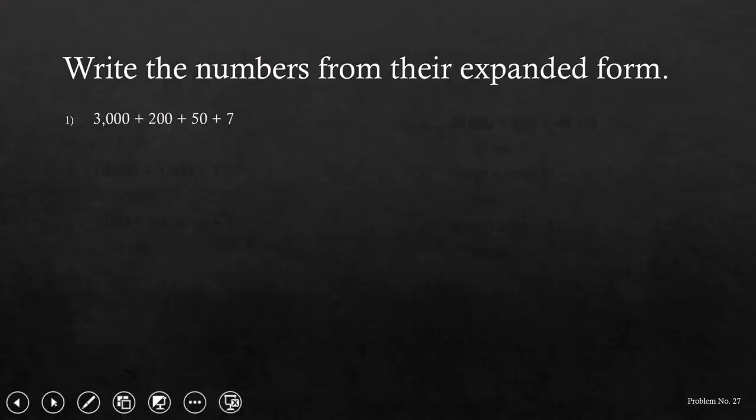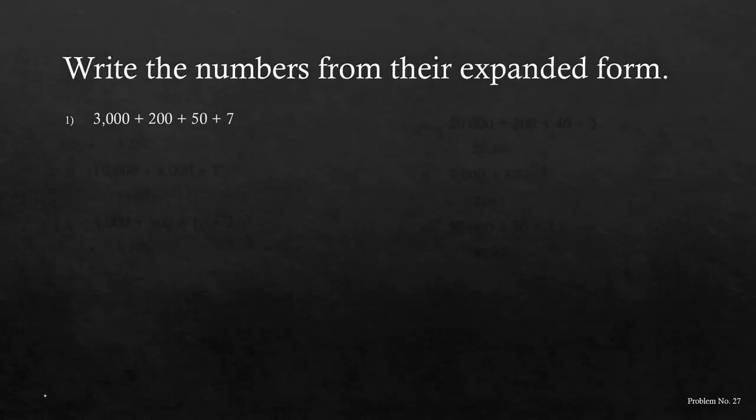Now we'll move to next variety of problem, problem number 27. That is, write the numbers from their expanded form. Now I've given you expanded form of a number and you need to create the number out of it. 3,000 plus 200 plus 50 plus 7. Now the biggest place value given is of thousands multiple. So 3000. So the number is obviously a 4-digit number.